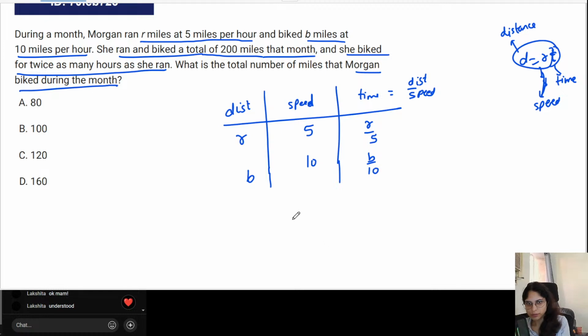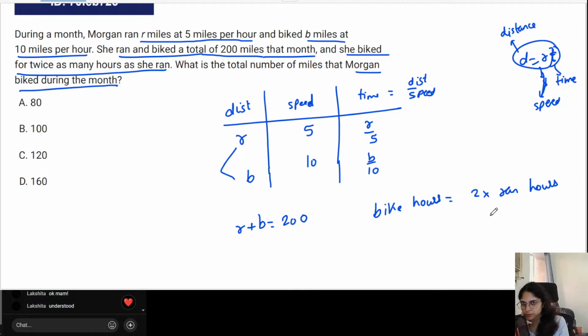Now she ran a total of 200 miles that month. That means R plus B is 200. And she biked for twice as many hours as she ran. So she's biking for more hours. Bike hours are twice of ran hours. Bike hours are B over 10, so B over 10 is equal to 2R over 5. You have got your two equations.